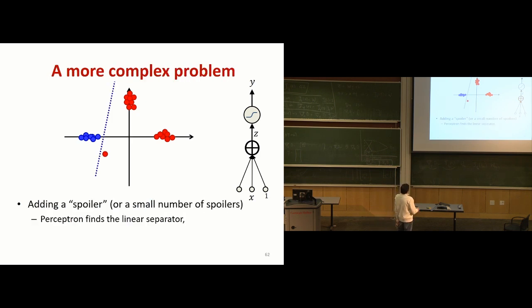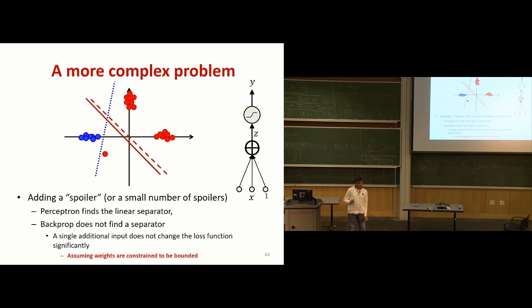But now I add a spoiler. I put a little red dot over here. What happens? The classes are still linearly separable. The perceptron algorithm will separate the classes. But now, if I use the same data and try to perform backprop, the only condition under which backprop will always find the solution, regardless of where the spoiler is placed, is if there is no bound on how large the weights can be. So for example, if this guy were arbitrarily close to the blue, you would expect to find a very sharp threshold function, and that means that the weights must begin approaching infinity.